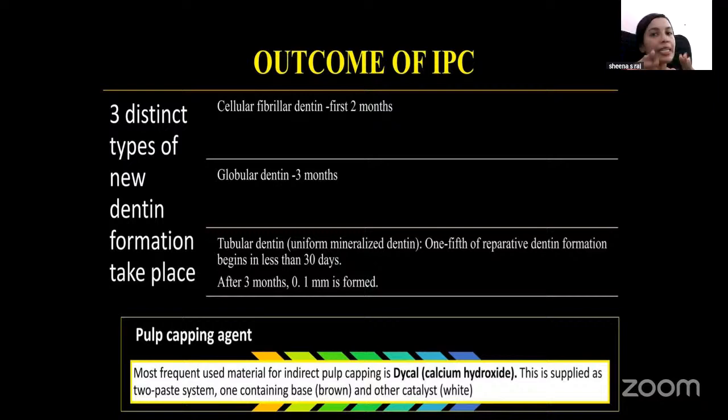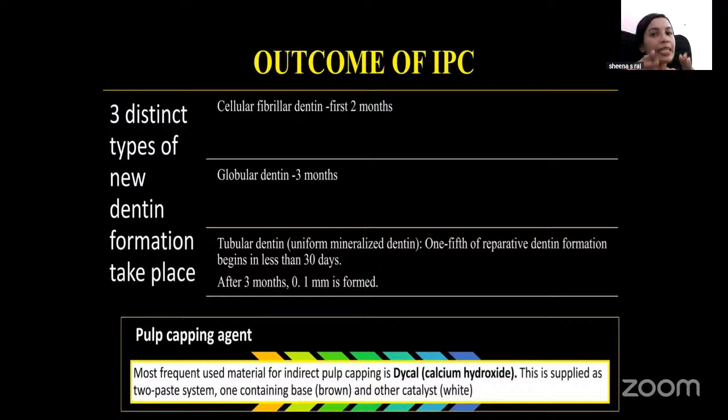Another important question asked from pulp capping is Dycal. Dycal is actually calcium hydroxide. Sometimes the question will be how Dycal is supplied. Dycal is normally supplied in a two-paste system. It contains one brown paste and one white paste, and we'll be mixing them. The mixing will be done within the cavity because it sets very fast. So one paste will be placed.